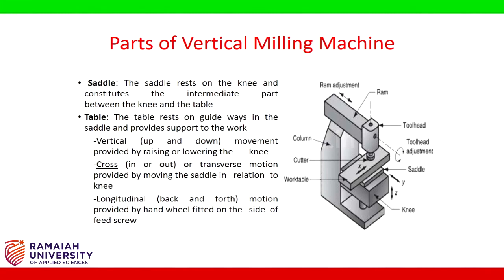Vertical, that is up and down movement, is provided by raising or lowering the knee. Cross, that is in or out, or transverse motion, is provided by moving the saddle in relation to the knee. Longitudinal, that is back and forth motion, is provided by a hand wheel fitted on the side of the feed screw.